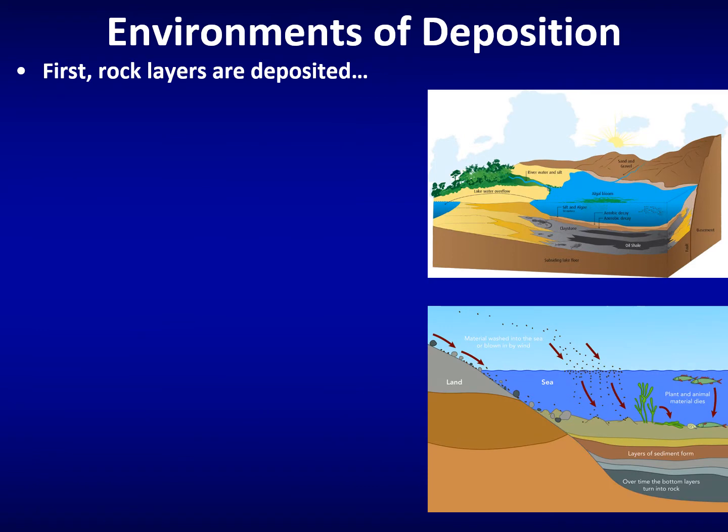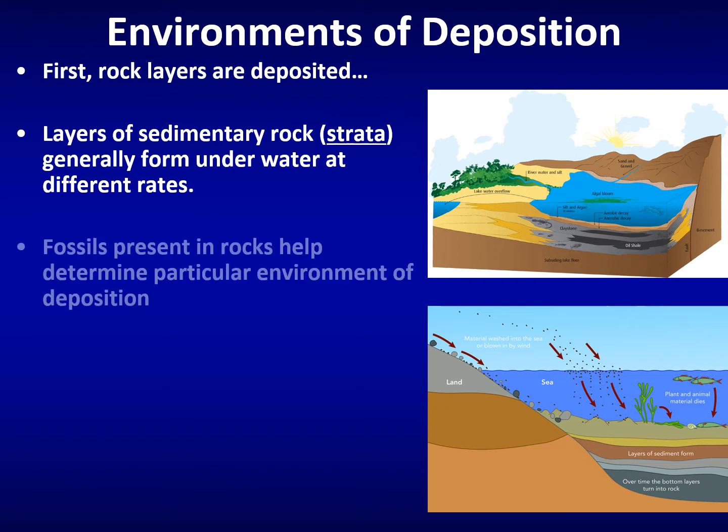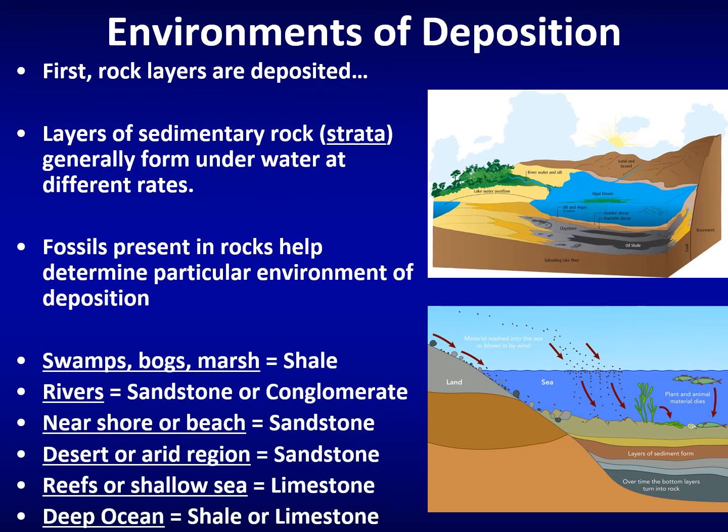The first principle we have to understand is that rock layers are deposited, so we need to think about environments of deposition. Layers of sedimentary rock, as we called them before, are strata, and they generally form underwater at different rates. Fossils present in the rocks also help us determine the particular environment of deposition. Examples might be swamps, bogs, or marshes, which will end up forming rocks like shale because they're very rich soils with lots of organics in them. They end up forming muds, which eventually press into rocks like shale.